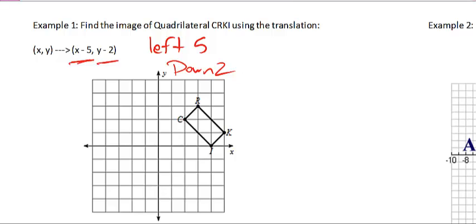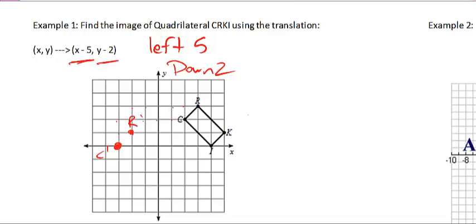We can just take any point and count. Take point C, for example, and go 1, 2, 3, 4, 5 left and down 2. And there would be my new point C prime. And I could do the same thing for R: 1, 2, 3, 4, 5, and down 2. And there would be R prime.